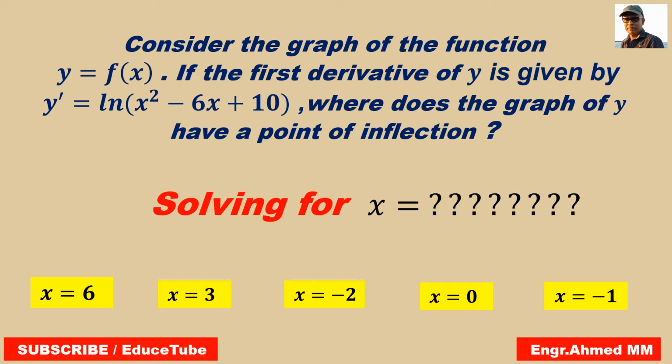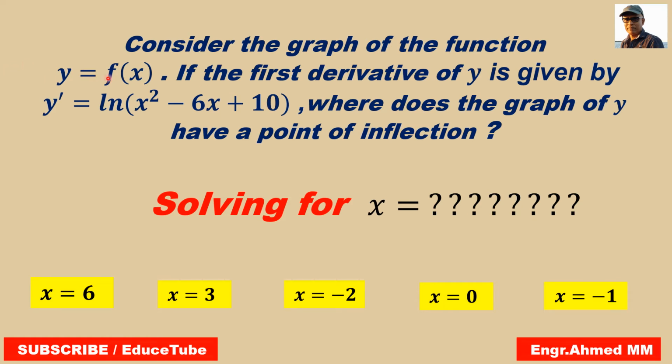Hi everybody. Here I have taken a problem, which is to consider the graph of the function y equals f(x). If the first derivative of y is given by y prime = ln(x² - 6x + 10). So this is the equation after getting the first derivative, and y equals a function of x, I mean the original function, then we take the derivative and get this one.